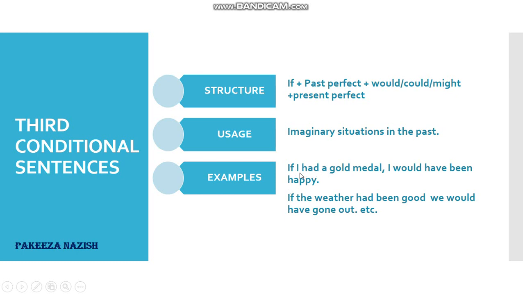So you see, had, if I had a gold medal, and then would have, could have, might have, should have, and you see been. I always told you that the first form is be, the second form is was, were, and the third form is been. If the weather had been good, you see, been, this is the third form, we would have gone. I always told you that with has, have, had, will have, shall have, we always use the third form of verb. So in the third conditional, there are uses of the third form of verb.